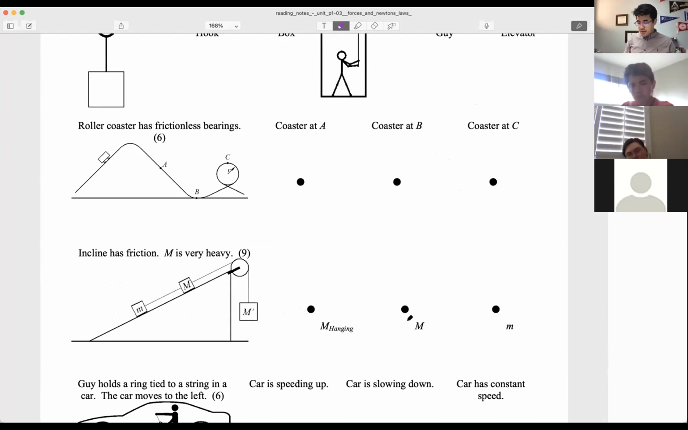I want to do the roller coaster one too, just because they love roller coasters on the AP exam. So remember that at any point, no matter where you are, we're assuming the Earth is a flat surface. So at every point on the roller coaster, you're always going to have the same mg pointing down, just as if something's flying through the air. We did that example earlier.